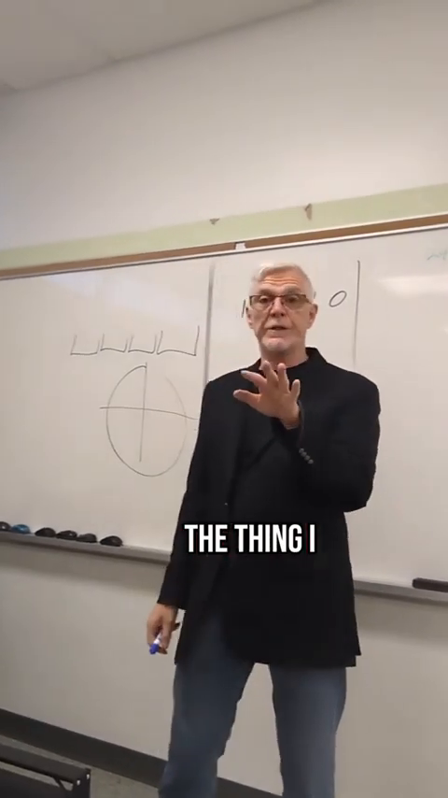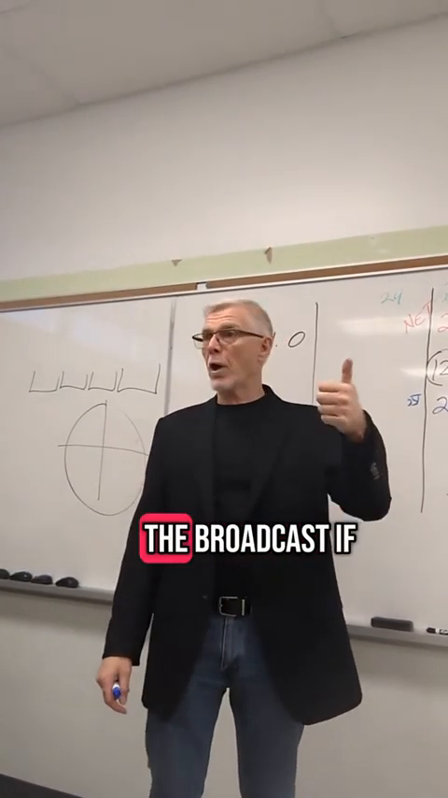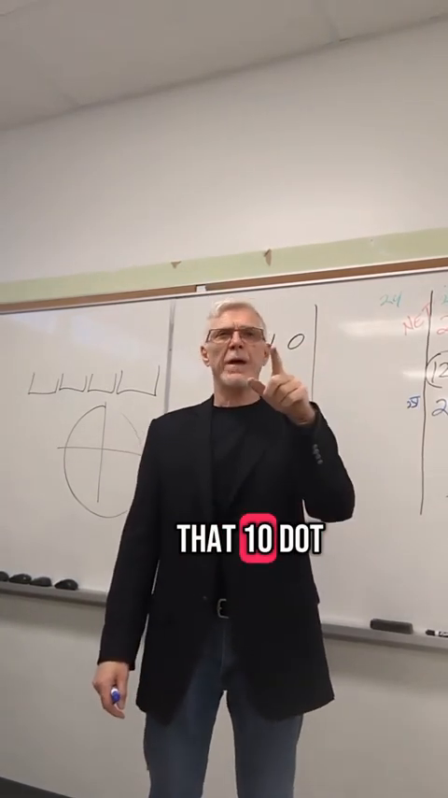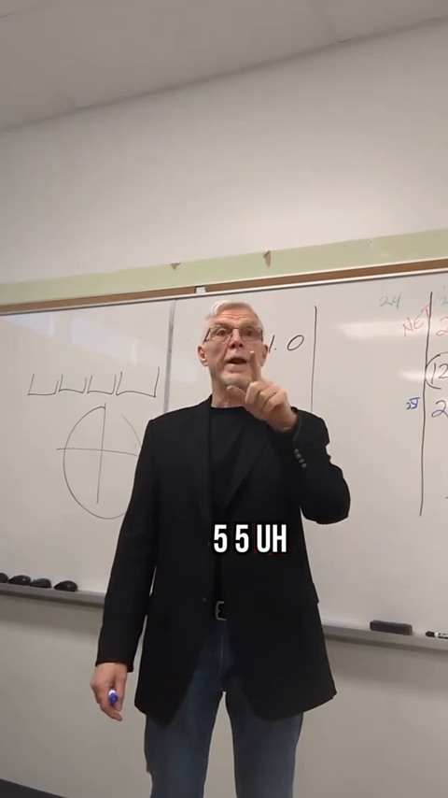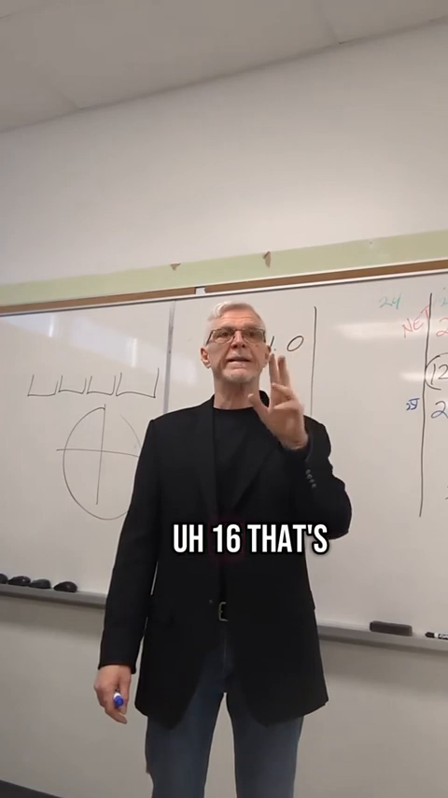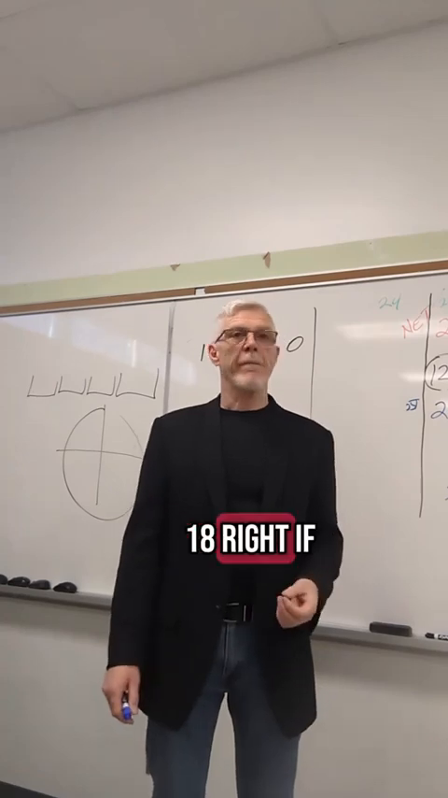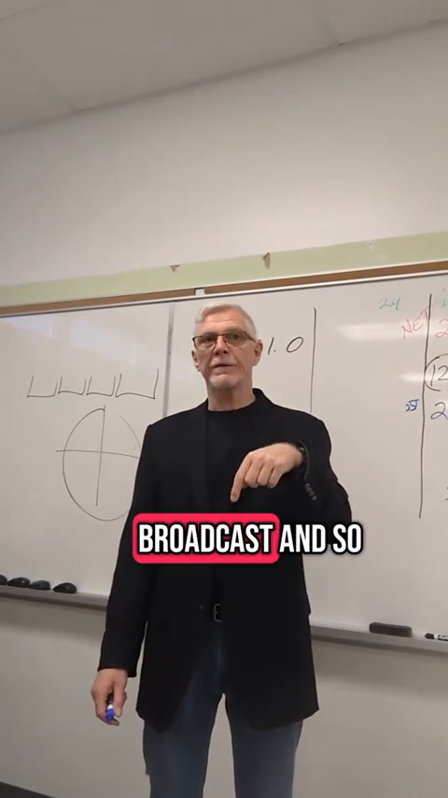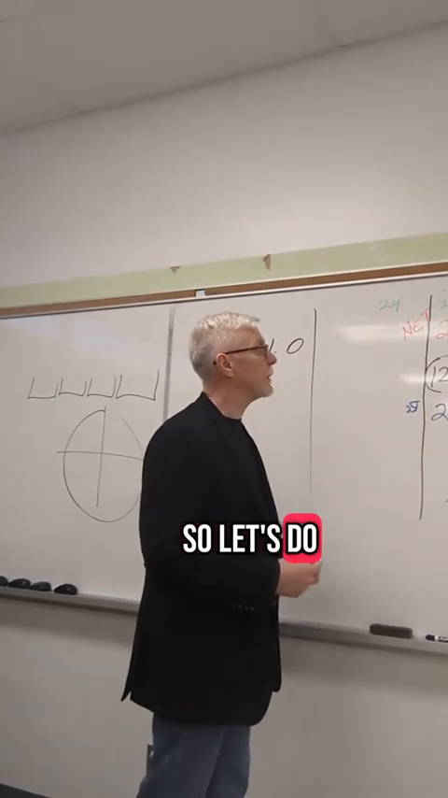Now, the thing I was going to tell you, though, is if you know one thing, you know the other. If I know the broadcast address, if I can see that broadcast, I know the CIDR value. Right, that 10.255.255.192.0. Yeah, so that is 16. That's 18. There's 18 bits using the network. CIDR value is 18, right? If I know the CIDR value is 18, I can figure out the broadcast, and so on and so on, right?